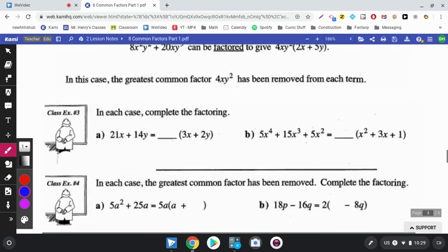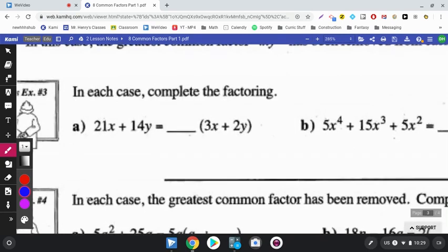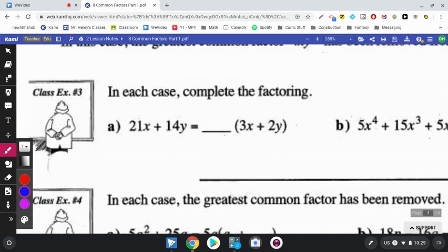I'm not going to do the example they do for us. I'm going to jump into the ones down below. So class example 3. Complete the factoring. So this is kind of partially filled in for us already. I started with 21x plus 14y. And we are saying, what was the GCF? What was the thing that I would have removed? And then inside, I'm left with this. Well, your GCF between 21 and 14 would be 7. And then it's x and y. They're different variables. I can't do anything. So I think the 7 goes in that blank.